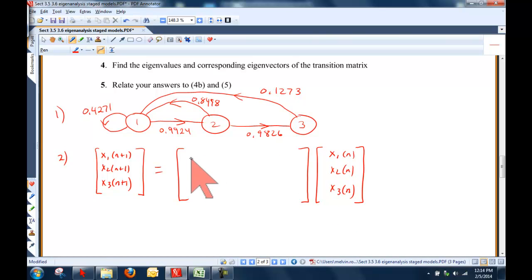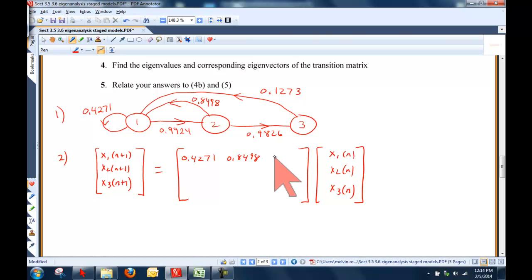And then if you remember how matrix multiplication works, that tells us how the numbers should go. So for example, x1 of n is going to be multiplied by the entry in the first row and first column to produce part of the value for x1 of n plus 1. That's the 0.4271. And likewise, the entry in the top row second column is going to get multiplied by the x2. That's the 8.498.